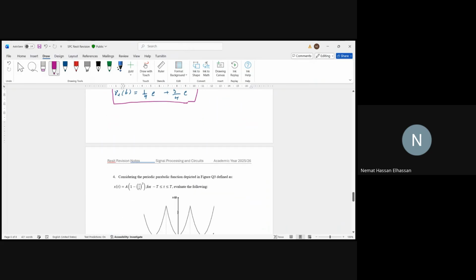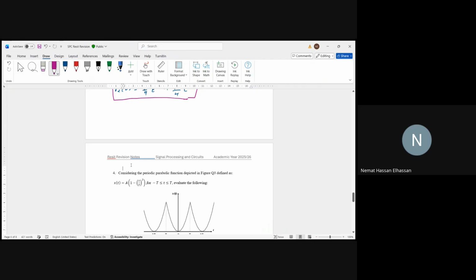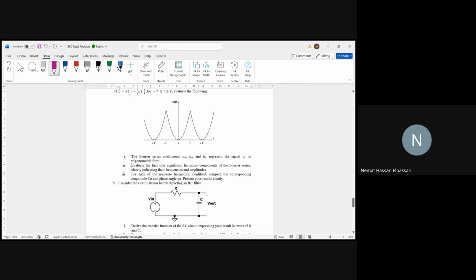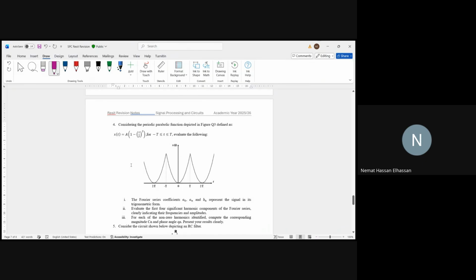So this kind of concludes the last part of question 3. Now let's move on to question number 4. So here, what do we have to do? Here we have to consider this parabolic function depicted in this figure below.